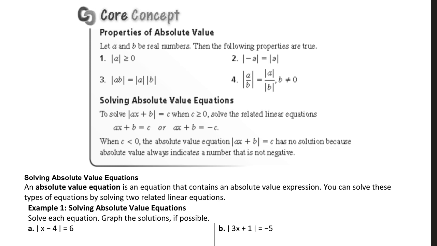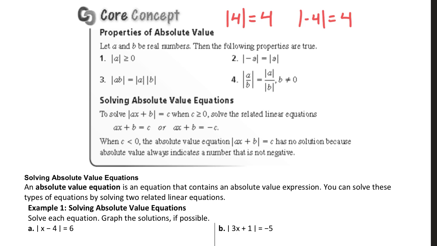So if I'm talking about the number 4, the absolute value of 4 means how far away from 0 is 4. 4 is 4 away from 0. That is its distance from 0. On the flip side, the absolute value of negative 4. Negative 4 is 4 units away from 0, so the absolute value of negative 4 is 4.